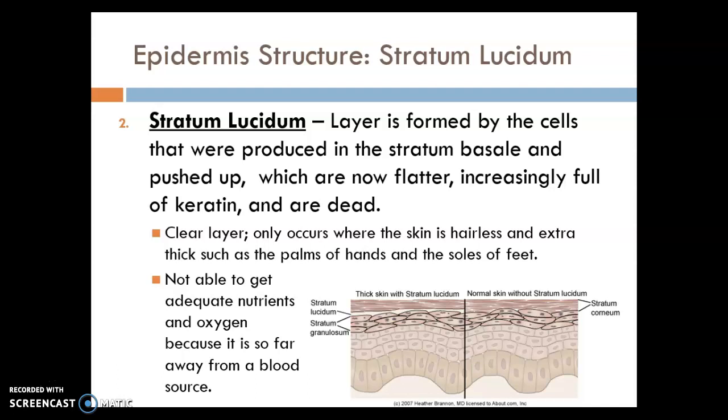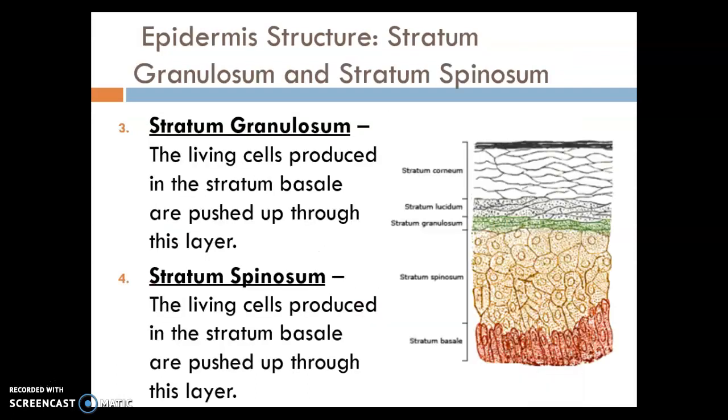Stratum lucidum is a layer that's formed by the cells that were produced in the stratum basal, which is down at the bottom, and they're pushed up, and now they're flatter, with increasingly more keratin in them, and they are dead also. These are clear cells, and they're also not able to get nutrients and oxygen because they're far away from the dermis. Stratum granulosum is the next layer below that, and those cells are also produced in the stratum basal and are pushed up into the layer.